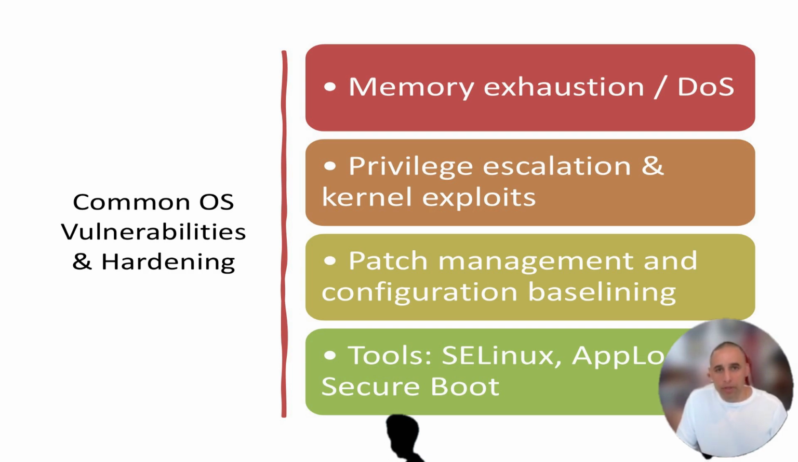Hardening is about reducing the attack surface, removing unnecessary services, applying patches, and enforcing strict policies. By combining these tools and practices, you can significantly improve the resilience of your operating systems. Next, we'll discuss how security evaluation frameworks help us measure and validate the effectiveness of these security controls.